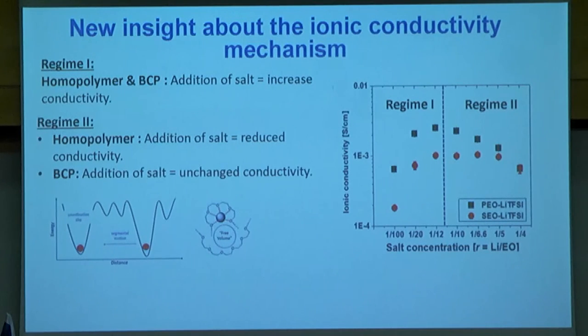What happens with the block polymer is that this addition of salt doesn't take up more sites, it just associates, and you have a nice space to go to the interface, to be there, and not interfere with the ionic conductivity mechanism within this channel. Again, it's a 5 to 10 nanometer channel.